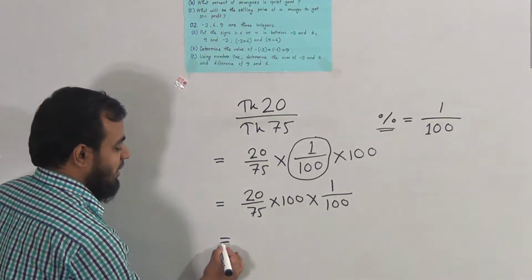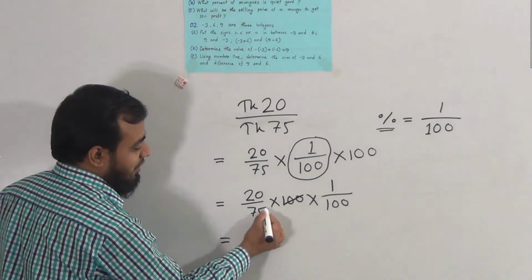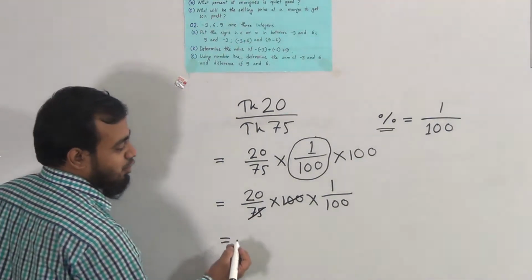Now we can cut down the numerator and denominator. Numerator 100 and denominator 75 can be cut down by the same number, 25.